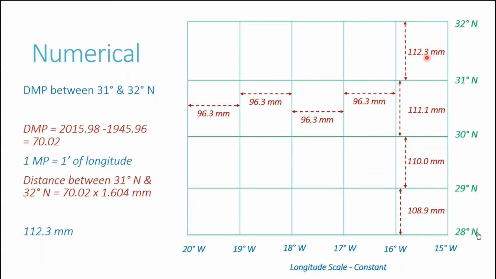Now, one thing to keep in mind here is that it is possible that in the questions which you get in the exams, you may not be able to actually plot these distances on your answer sheet. You can see the gap between 20 west and 19 west is 96.3 millimeters. It is 9.6 centimeters. So the total width of this diagram is going to be close to 50 centimeters. So you require a space of about 50 centimeters to make this diagram.